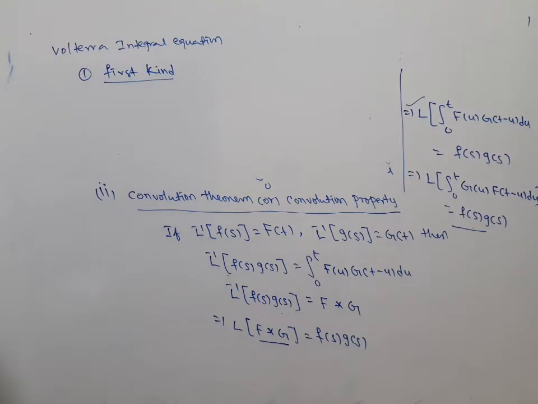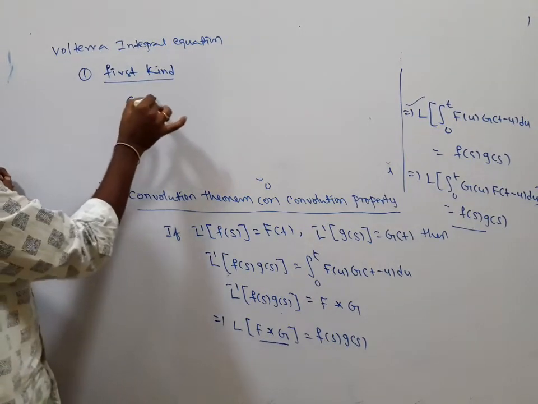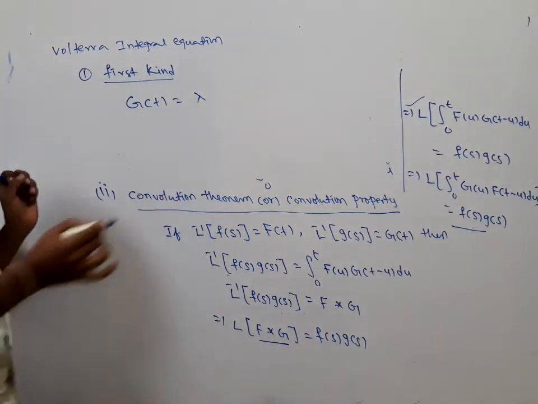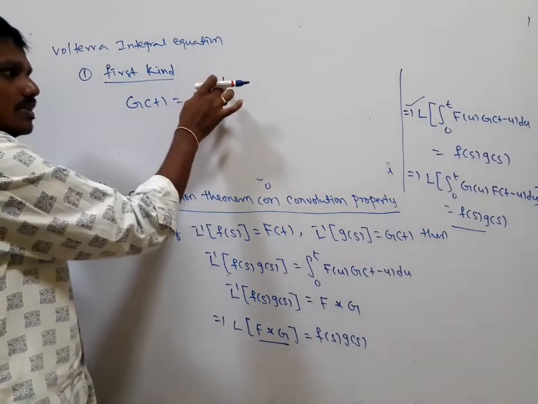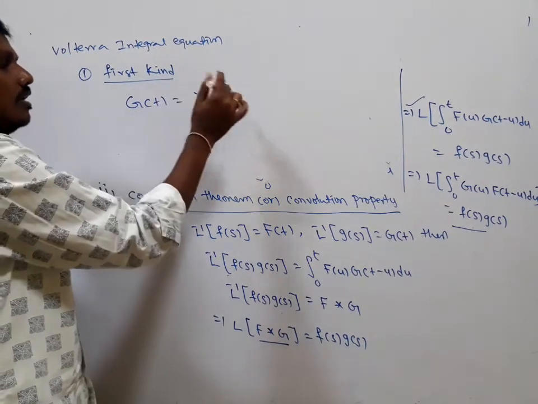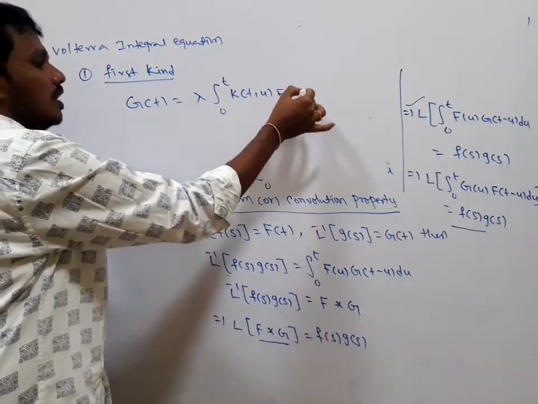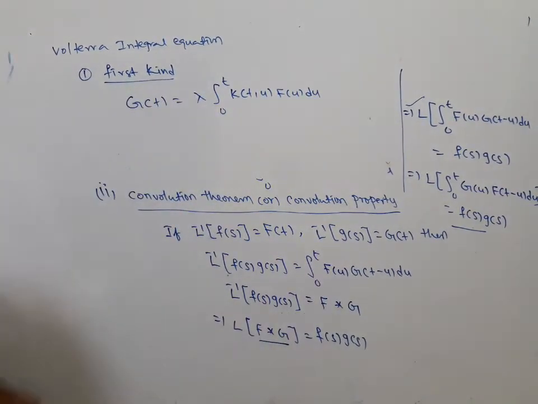An integral equation of the form g of t is equal to lambda, a constant, times the integral from 0 to t, where the upper limit is always a variable, of K of t comma u, f of u du. Here g of t is known and f of t is unknown. So this is called the Volterra integral equation of the first kind.